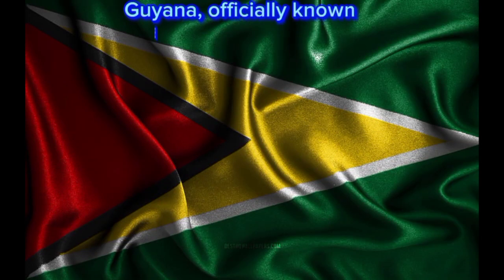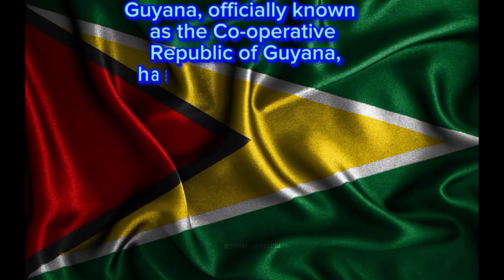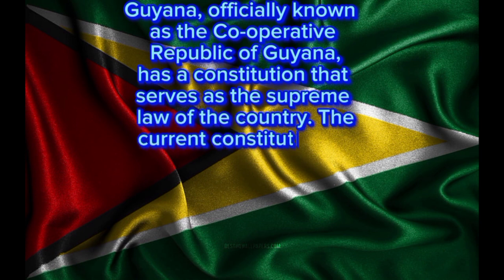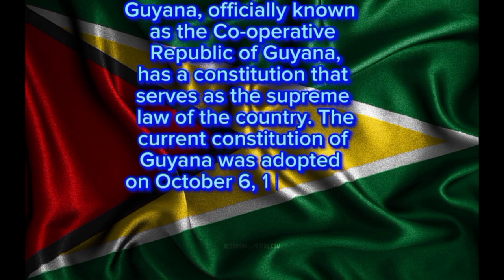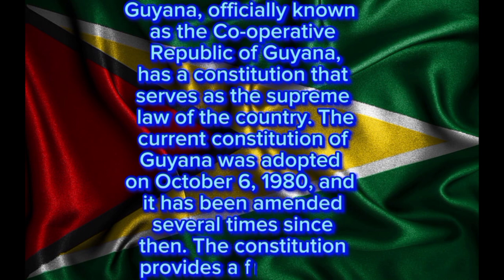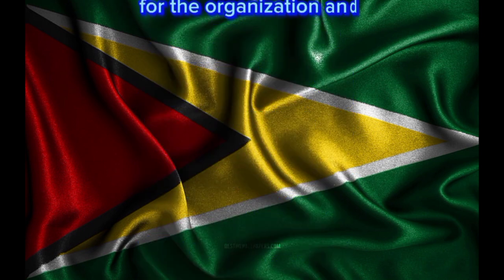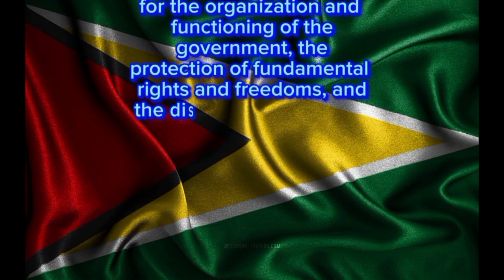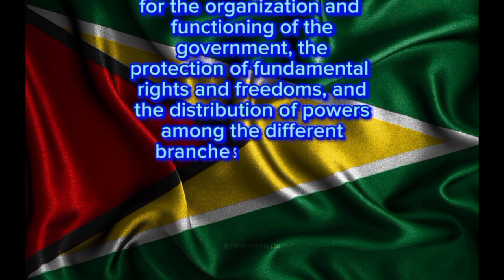Guyana, officially known as the Cooperative Republic of Guyana, has a constitution that serves as the supreme law of the country. The current Constitution of Guyana was adopted on October 6, 1980, and it has been amended several times since then. The Constitution provides a framework for the organization and functioning of the government, the protection of fundamental rights and freedoms, and the distribution of powers among the different branches of the state.